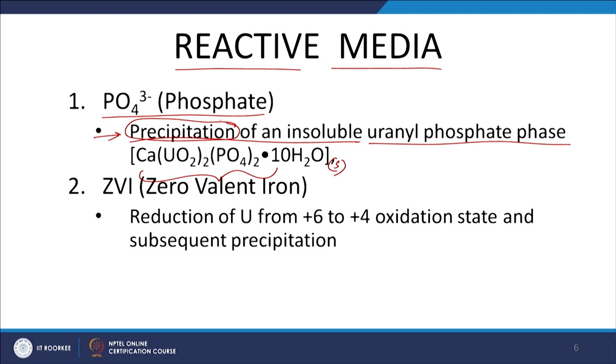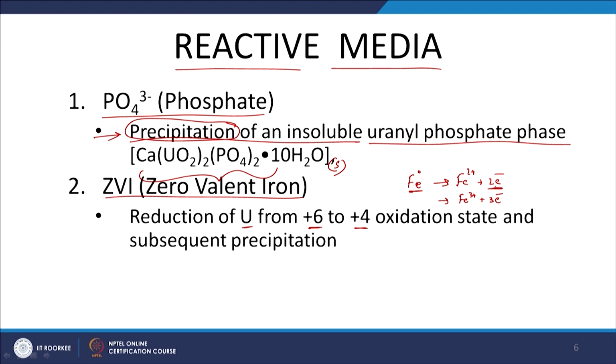And the second way, I believe, is zero valent iron. So first we are reducing uranium from oxidation state +6 to +4. As you know, zero valent iron can go to Fe2+ giving 2 electrons, or Fe3+ giving 3 electrons, depending upon the extent to which the reaction proceeds. As you can see, zero valent iron is a reducing agent or an electron donor.